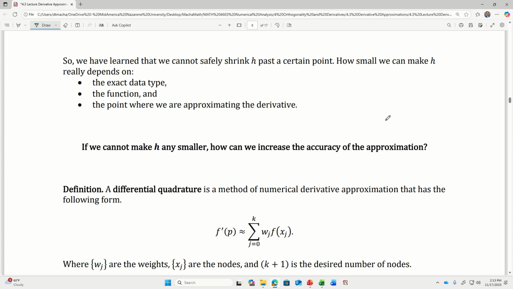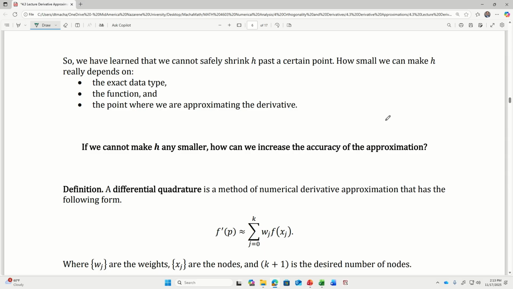What you should know about this is that how small you can make h depends on the data type. Are you using single precision? Are you using double precision? Are you using quadruple precision, IEEE floating point data type? The more precise the data type, the smaller you can make h safely.